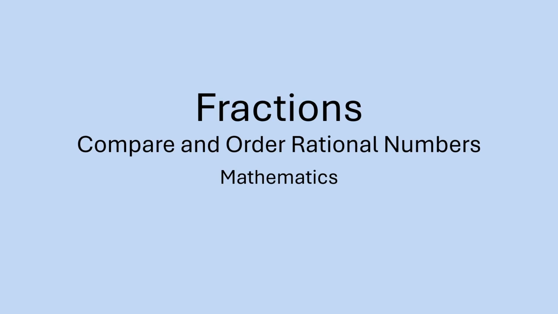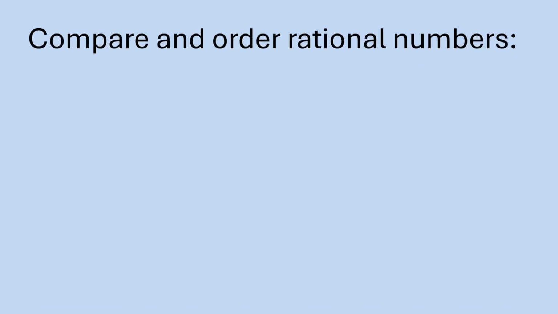I am going to cover how to compare and order rational numbers using a number line. Example: 3 over 4 and 9 over 12. To compare these two fractional numbers, there are two options.